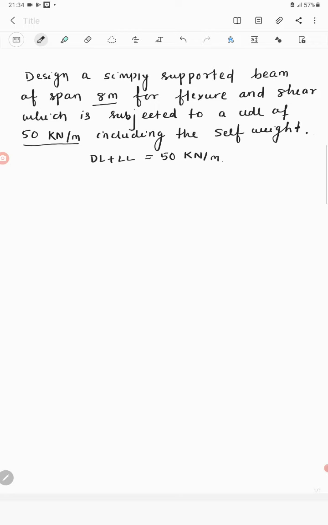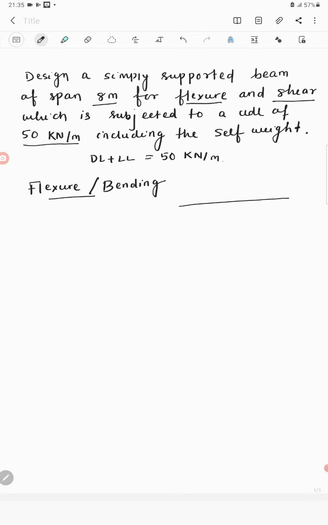Okay, so we'll design this beam to resist flexure and shear. So first we'll design for flexure, or you can say bending. First we'll design this beam to resist flexure or bending. So as you know, to resist this bending, we have to provide the longitudinal reinforcement along the length of the beam. Okay, so first we have to calculate what will be the maximum bending moment for which we will design this beam.